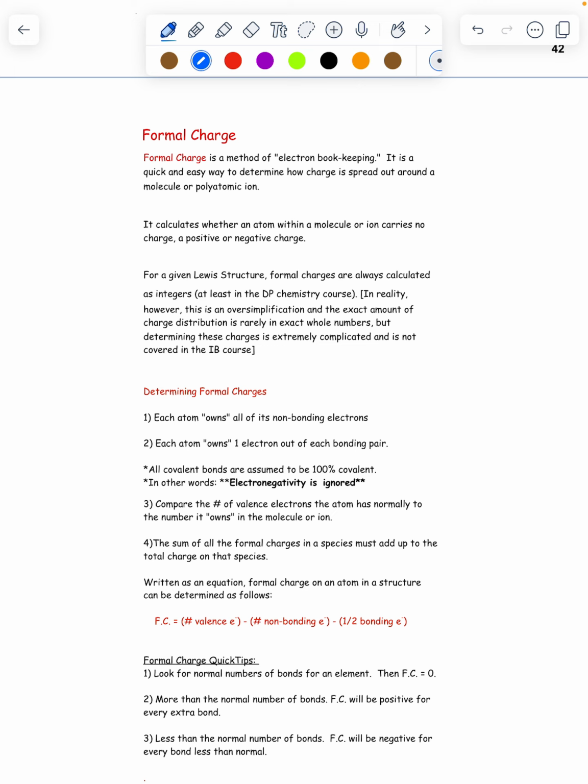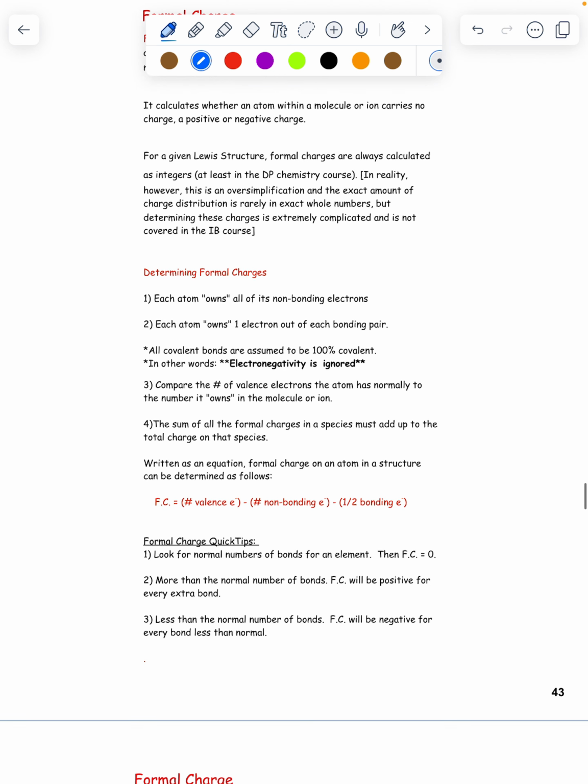And if we have something like a polyatomic ion, this is a way of assessing where is the overall positive or negative charge being carried within that particle. It also gives us a way of assessing Lewis structures. Sometimes we're able to draw more than one Lewis structure for something, and this is a tool that we can use to decide which Lewis structure is kind of preferable and more stable.